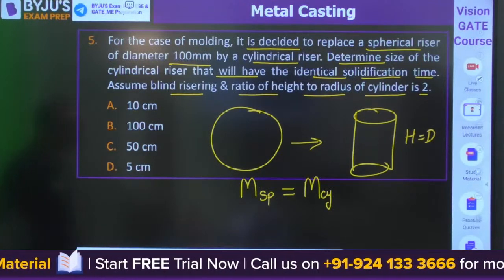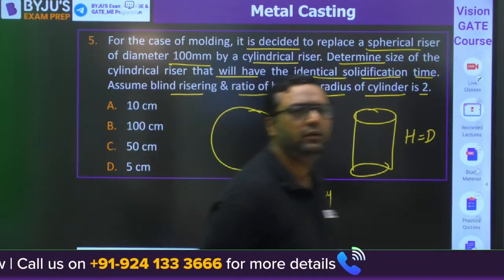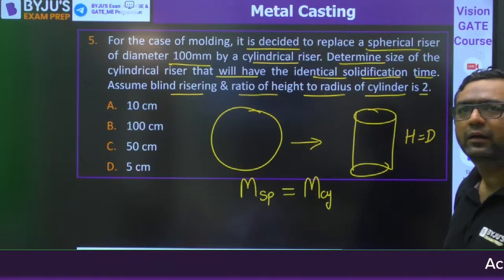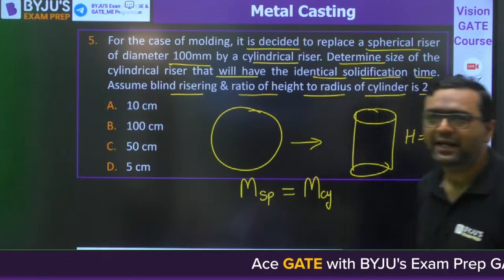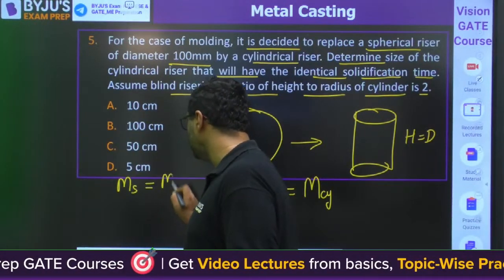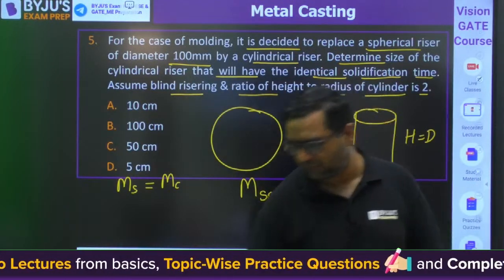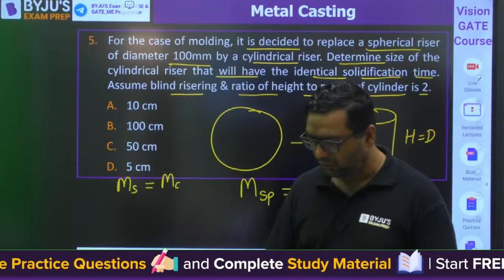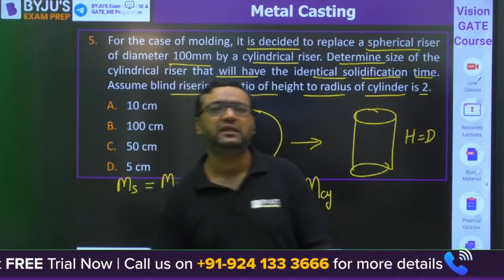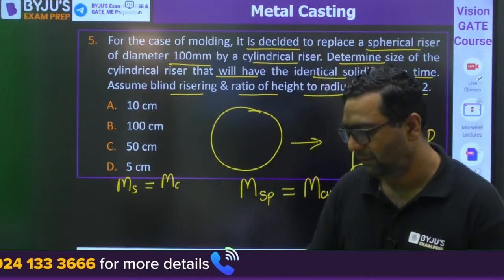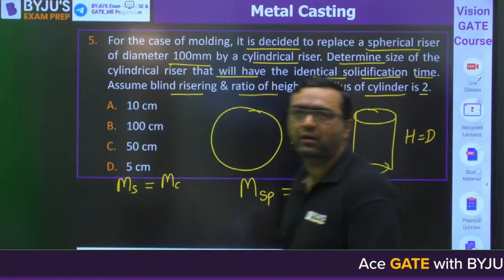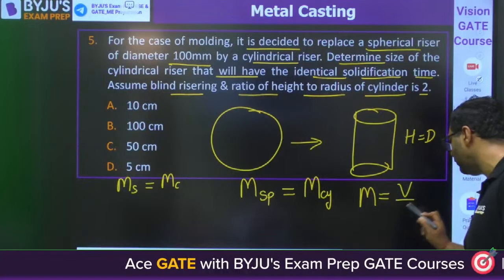Tell me the answer for this. Papa Ka Ghoda is saying the answer to be B, which means 100. Malesh said answer is A. When you say modulus of sphere is equal to modulus of cylinder, what is modulus? Volume by surface area or surface area by volume? It is volume by surface area. Very good, Jaya.